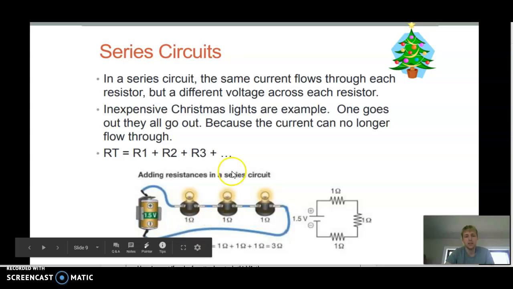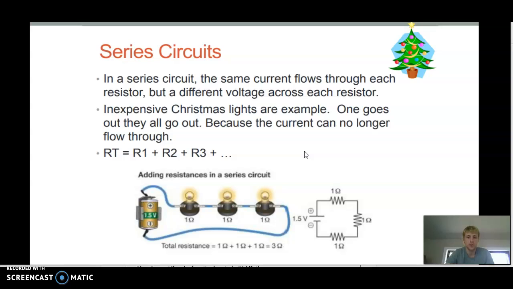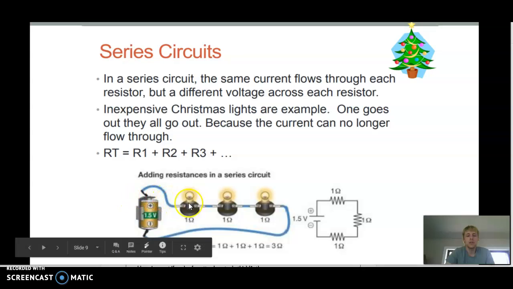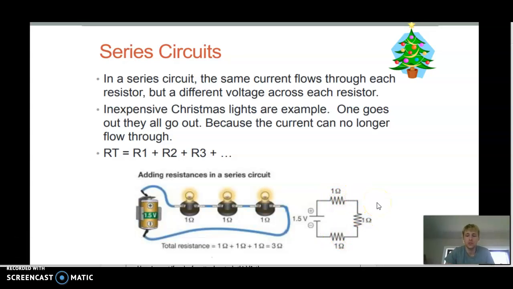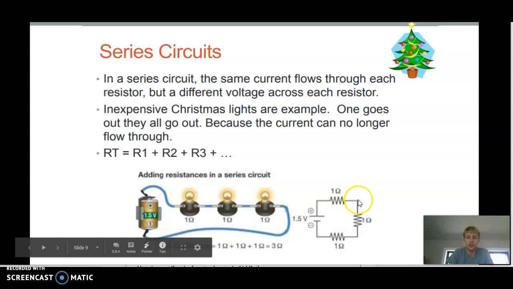Just like a cheap set of Christmas lights. If you take out one bulb, the whole thing stops working, right? Another thing to consider is because these are all aligned together like this, you can actually treat each of these resistors as one big resistor if you're just trying to do some calculations to this circuit. So if you're just trying to do some math and you don't care that there are three of them, you could simply say this is just like having one big 3 ohm resistor instead of three 1 ohm resistors.